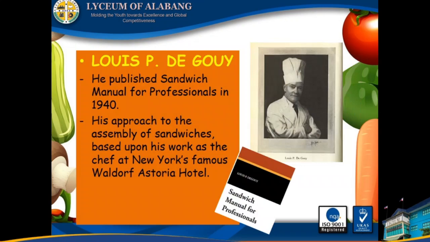In 1940, Louis P. De Gouy published his book, called Sandwich Manual for Professionals. His thorough approach to the assembly of sandwiches, based on his work as chef at New York City's famous Waldorf Astoria Hotel, included descriptions of hundreds of different sandwiches organized into specific categories. This classic work has stood the test of time. It is still a valuable resource full of practical information and inspiration.